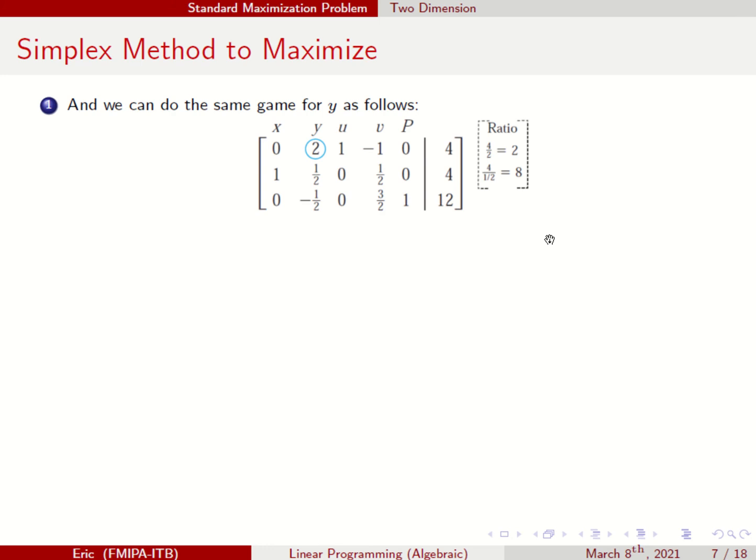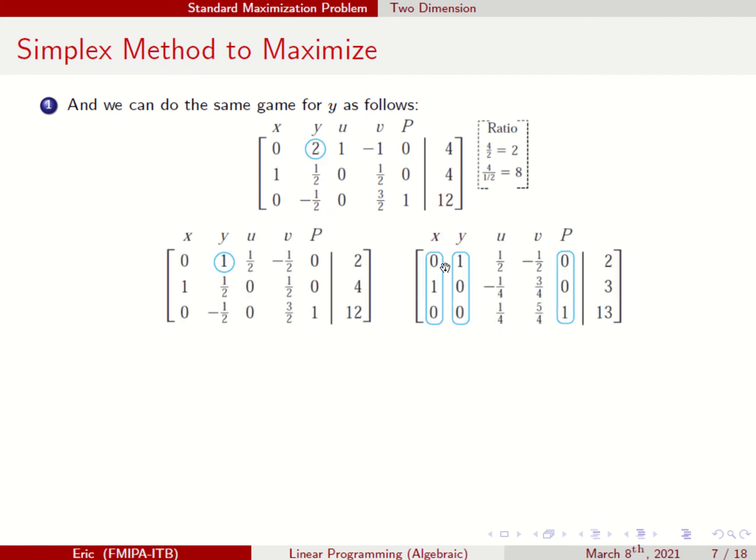Let's see. So I have to choose now, this as my pivot column, because there are no other variables, just x and y. So I would like to choose the pivot row. Which one is the smallest? 4 divided by 2 or 4 divided by a half? Of course, the smallest ratio is 2. So I can choose this as my pivot element. I want to make this 1, and the other 0. So in the end you have this.